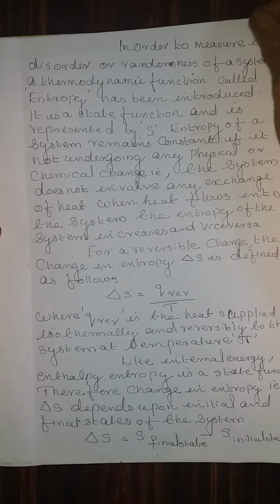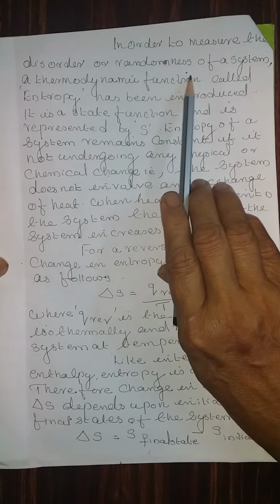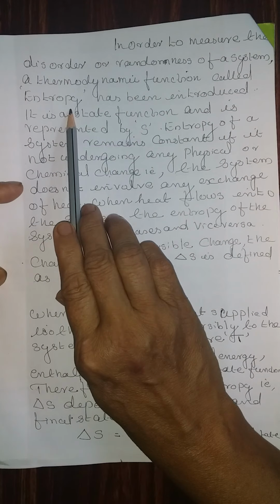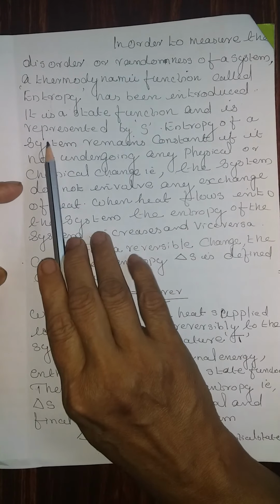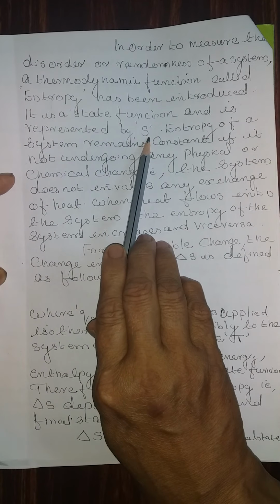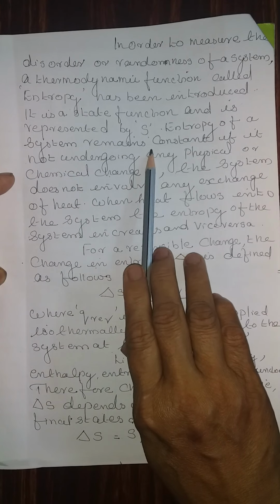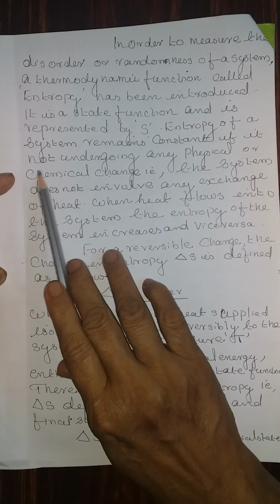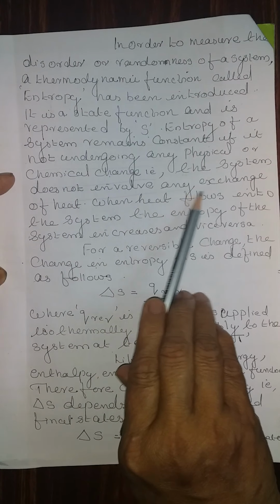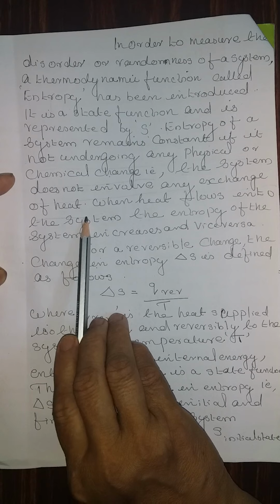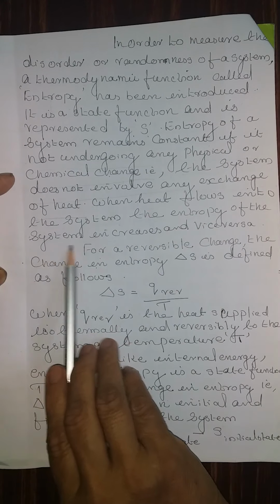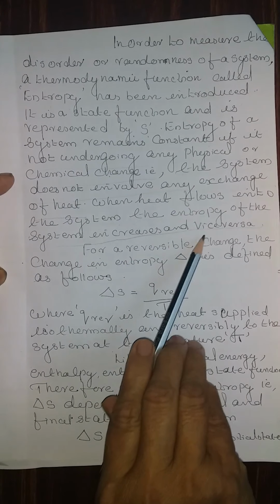In order to measure the disorder or randomness of a system, a thermodynamic function called entropy has been introduced. It is a state function and is represented by S. Entropy of a system remains constant if it is not undergoing any physical or chemical change. That is, the system does not involve any exchange of heat. When heat flows into the system, the entropy of the system increases and vice versa.